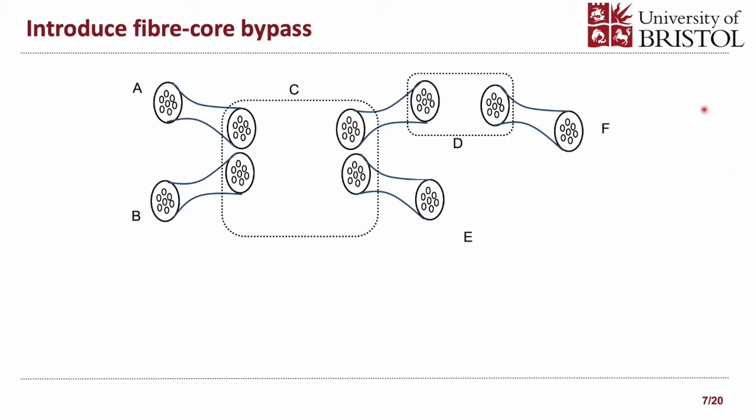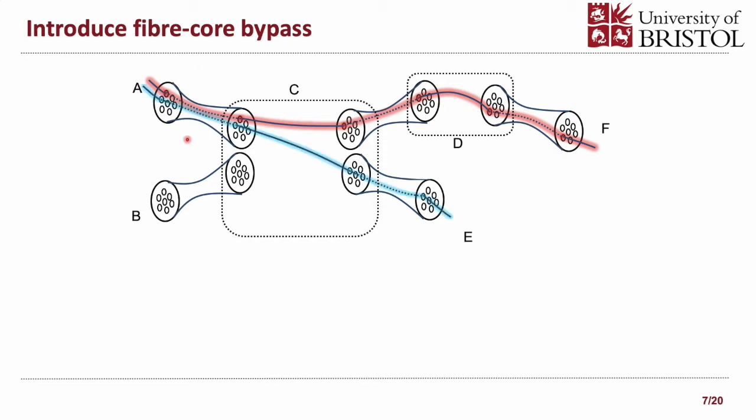The key concept of fiber core bypassing is shown here: a network connected with 7-core microfibers and different nodes A, B, C, D, E, and F. For different nodes, we can set up a direct point-to-point connection without going through the WDM switching, by connecting the core directly at the node.